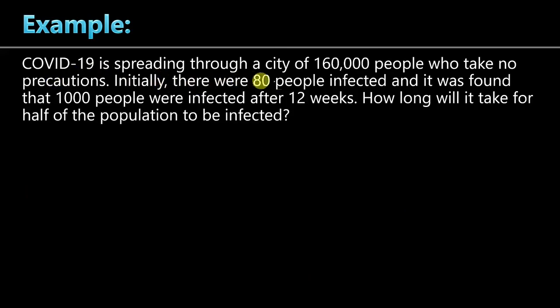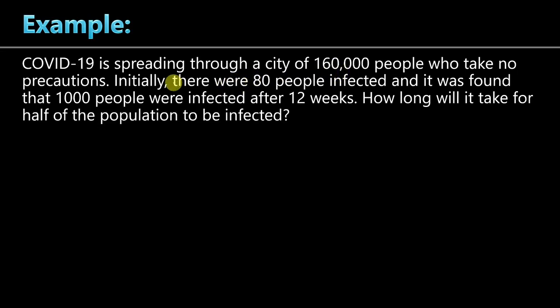COVID-19 is spreading through a city of 160,000 people who take no precautions. Okay, so that means dun sa city na nabanggit dito, walang sinusunod ng mga health protocols, walang social distancing, walang wearing of face masks, etc. No? Walang mga quarantine. Okay? So, kung ganito karami yung tao doon sa city na ito, darating yung time na silang lahat ma-infect. Bakit? Kasi nga walang precautionary measures. Walang health protocols, walang social distancing and wearing of face masks.